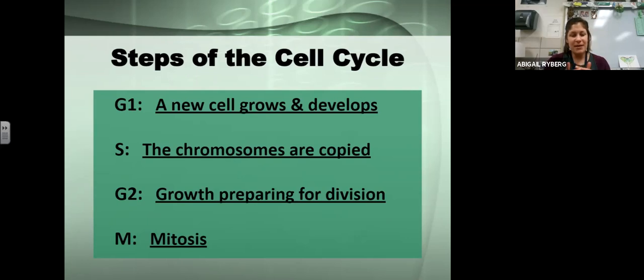So the steps of the cell cycle: G1, a new cell grows and develops. The S phase, the chromosomes are copied. The G2 phase, growth, preparing for division. And then the M phase is just mitosis. And again, in a couple days, we'll learn more specifics about mitosis.